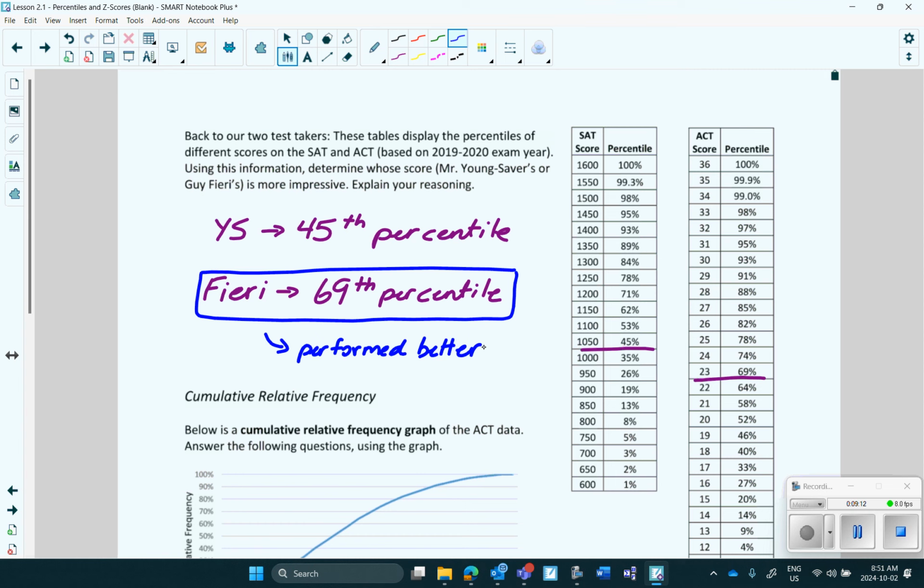When we just found the percent each one scored, we were just finding how they did. Okay?